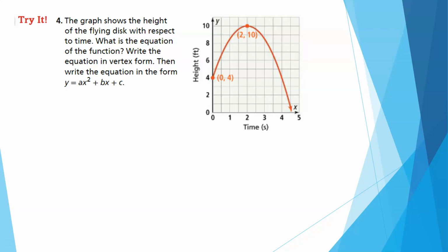Write the equation in vertex form, then write the equation in the form y equals ax squared plus bx plus c, or standard form. Pay attention on the graph. Think about what the point 2, 10 is called, and this is just another point. So you should be able to do this following the same strategy we've been using. So pause the video, give it a try, and then play it to see how you did.